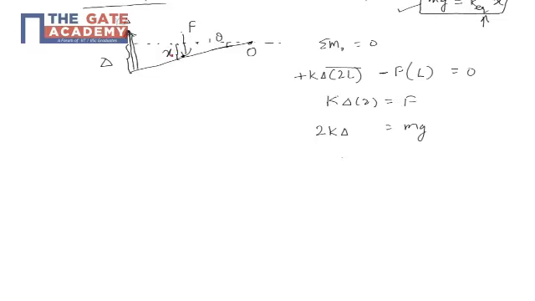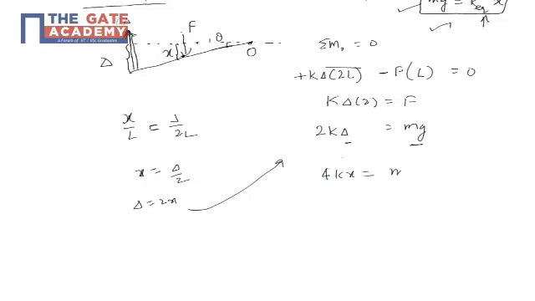Now how do I relate x and delta? Because I need to bring this mg into a similar form, where x represents the deflection of mass m. Now x by L is delta by 2L, because it's a similar triangle. So x is delta by 2 and delta is 2x. If I replace it here, delta is 2x, so mg is 4kx. This is the equilibrium equation for the given system, where x is the deflection of mass.